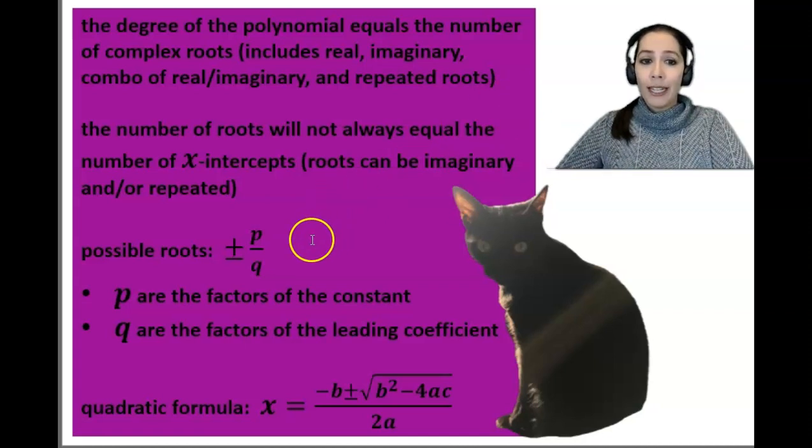Possible roots you can find by taking plus or minus p divided by q, where p are the factors of the constant and q are the factors of the leading coefficient. And then the quadratic formula here at the bottom is x equals negative b plus or minus the square root of the quantity b squared minus 4ac, all over 2a.